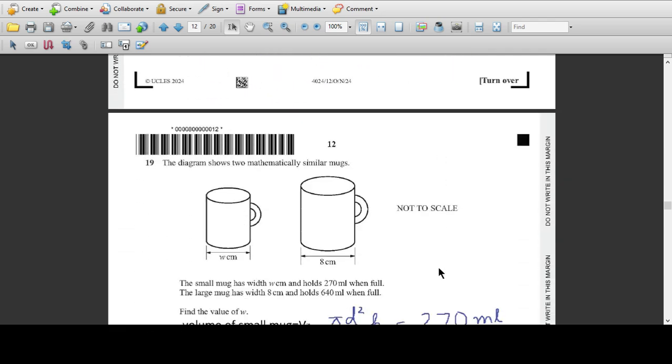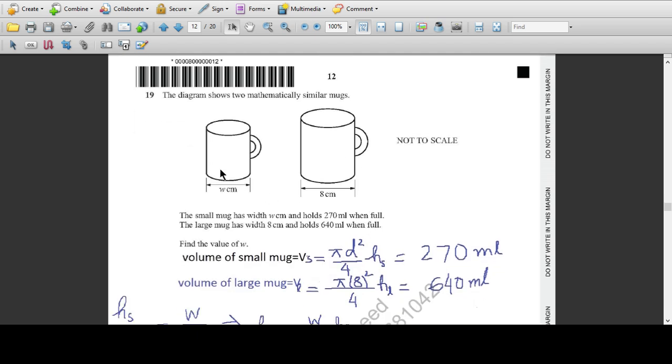Now we have question number 19. The diagram shows two mathematically similar mugs. These mugs have a similar shape, and their diameters and their heights are in proportion. The small mug has a width W centimeter and holds 270 ml volume. A large mug has a width 8 centimeter and holds 640 milliliter volume when full.